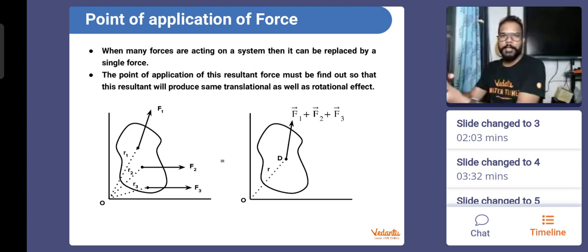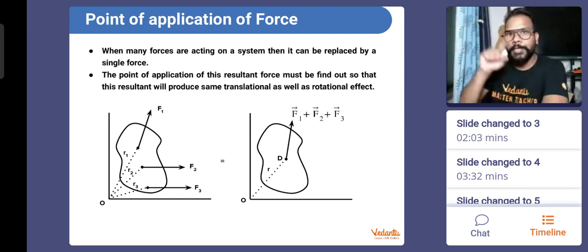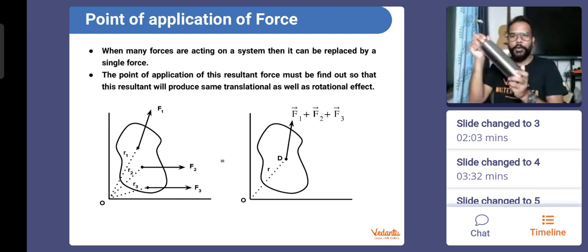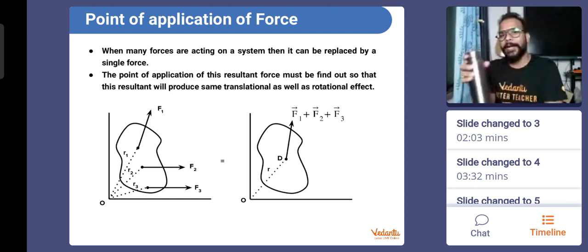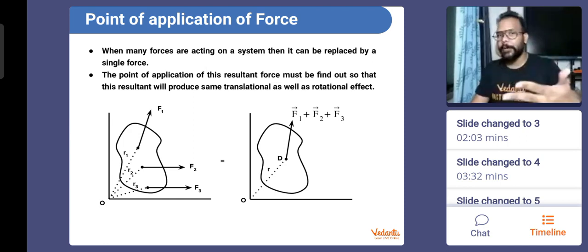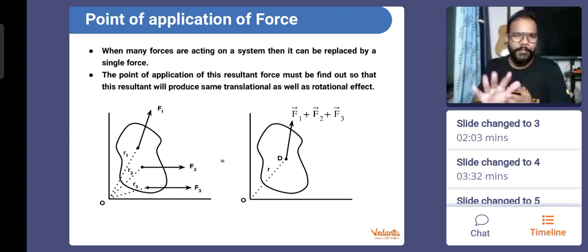When the body moves in translation, all the particles have the same displacement, same velocity, same acceleration. In rotational motion, when the body rotates, all the particles have the same angular displacement, same angular velocity, same angular acceleration. That means theta, omega, alpha are the same, except for the particles which are on the axis of rotation, because they are not rotating at all.